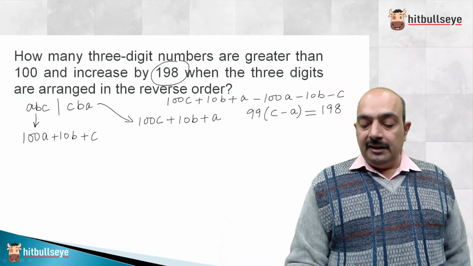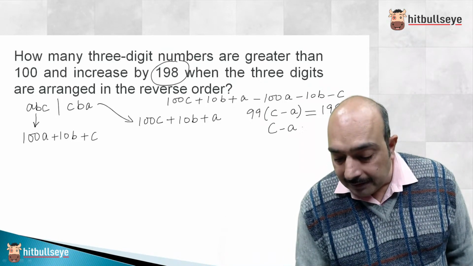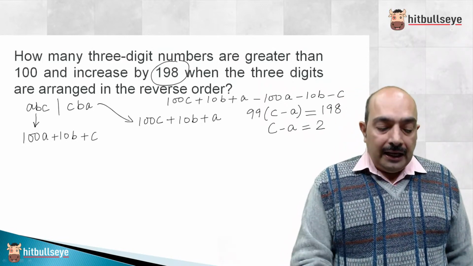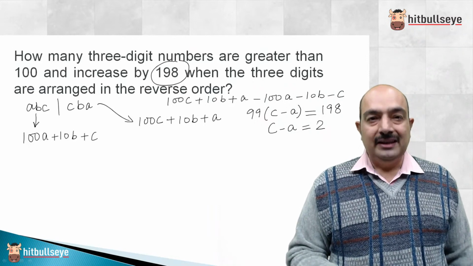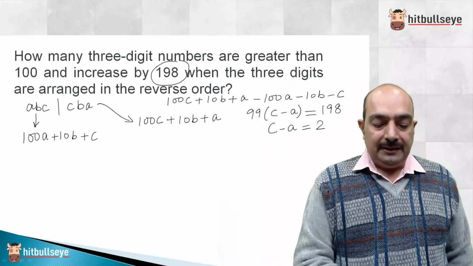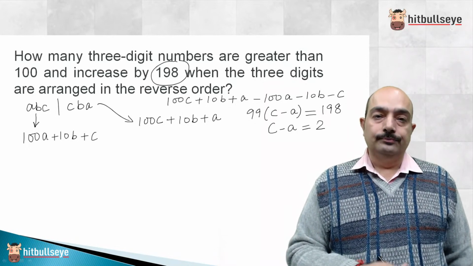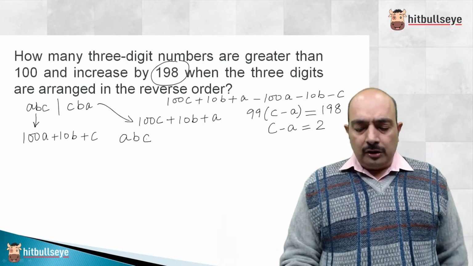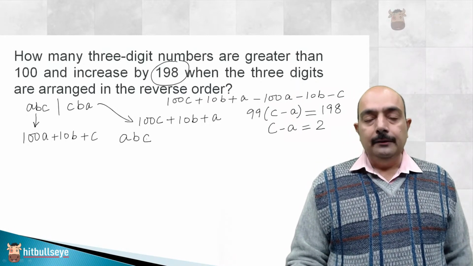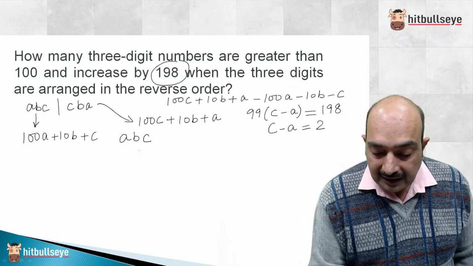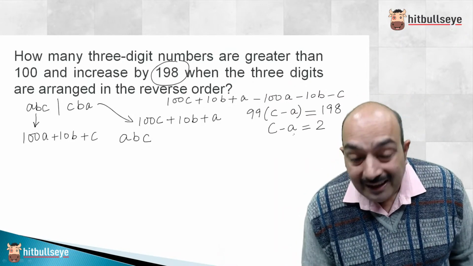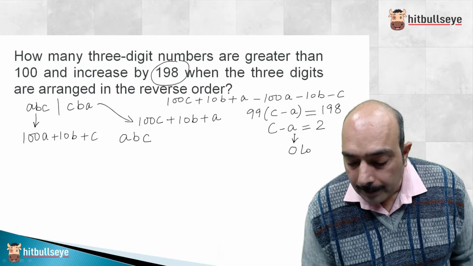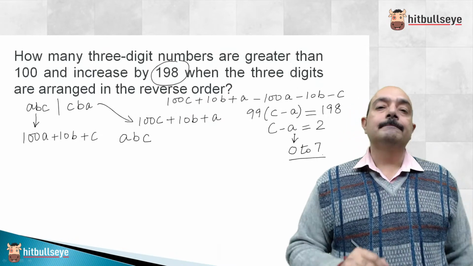And we were at 99 into (C minus A) equals 198. So can I say C minus A would be 2? What does this mean? That the digit at the units place is more than the digit at the hundreds place by 2. Just see, I place ABC and I want that C minus A needs to be 2. What does that mean? Can I say that A can be, everyone, don't you think? A can be from 0 to 7.